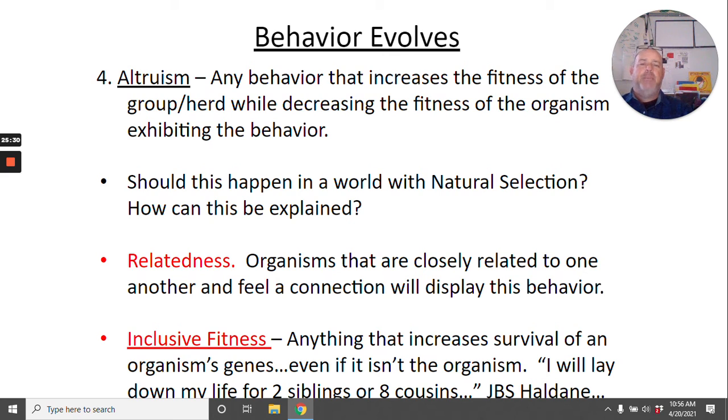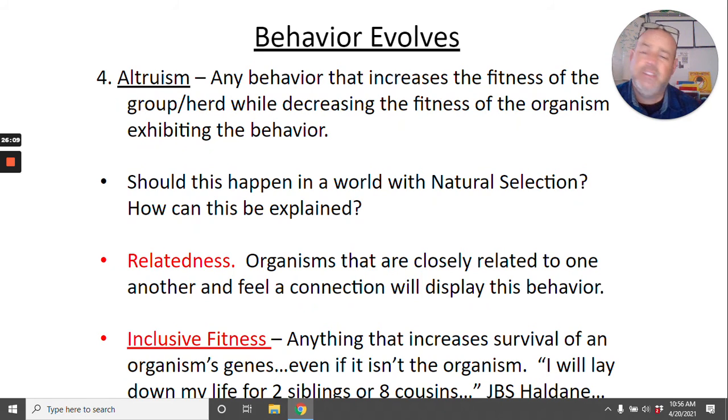So should this happen in a world with natural selection? How can this be explained? Well, in one way, yes, and in one way, no, right? An organism purposely decreasing its own fitness kind of goes against natural selection. But the goal for natural selection is really not for any one individual, right? It's to keep the species going. Survive and reproduce, to keep the species going. So it does help that you have this warning call or whatever. Even though you may lose one, you'll protect the many, right?